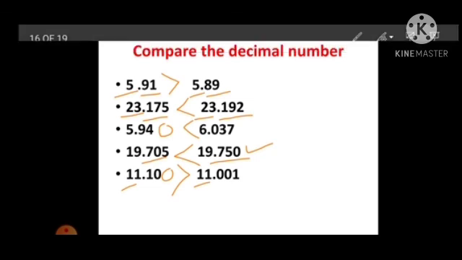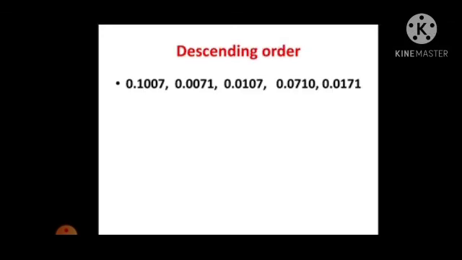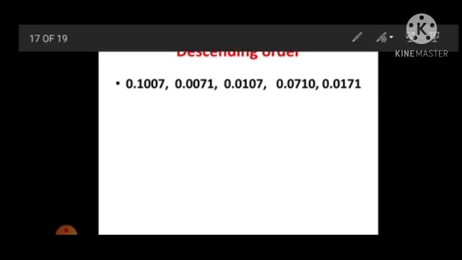Okay, students? How to solve? Compare the decimal numbers. Now descending order. In descending order, first we convert unlike decimals into like decimals. So here we check whether it is a like decimal or not. Here after the decimal point 4 digits, here 4 digits, 4 digits, 4 digits, 4 digits. So these are like decimal numbers. Now we check the whole numbers. Here 0, 0, 0, 0, 0. In all 5 decimal numbers, the whole numbers are 0.